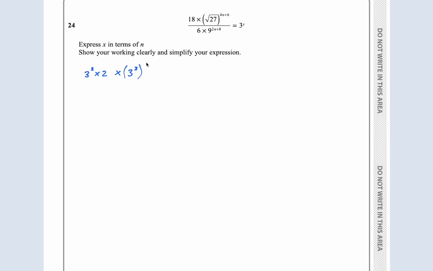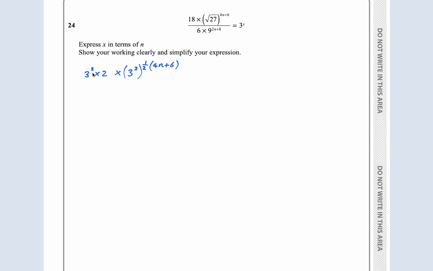The square root of 27 means I do to the power of a half. So the square root as a power is the power of a half. So 27 is 3 cubed, the square root is the power of a half. And I have this 4n plus 6. So I'm just going to multiply by 4n plus 6 because you multiply the powers. A power to a power, you multiply the powers. And I'm going to ultimately multiply all of these out.